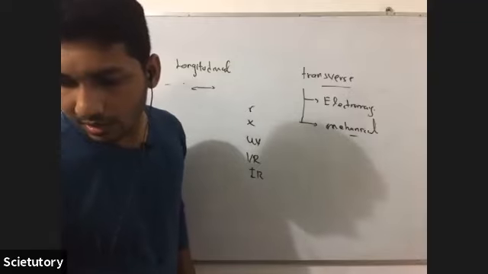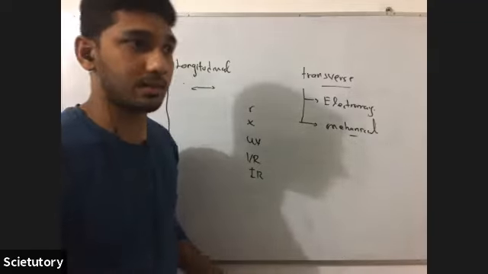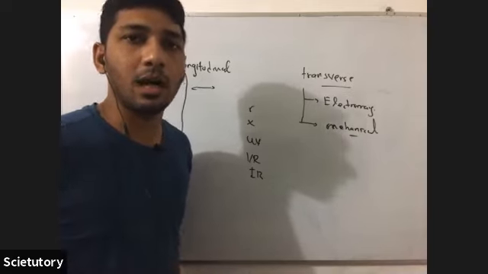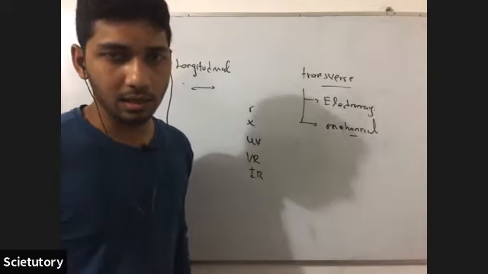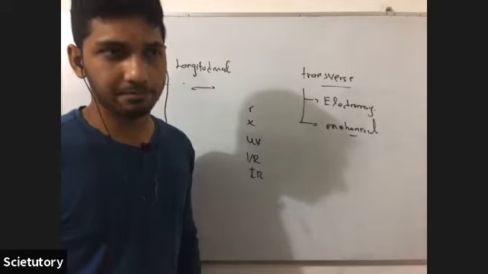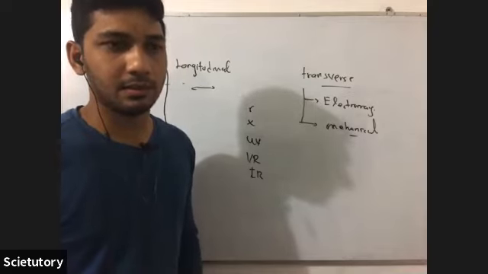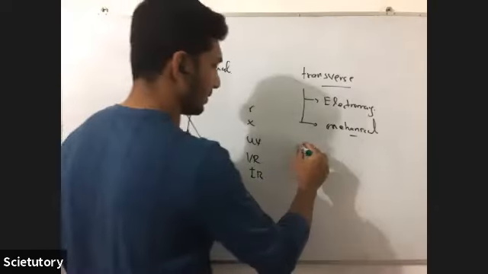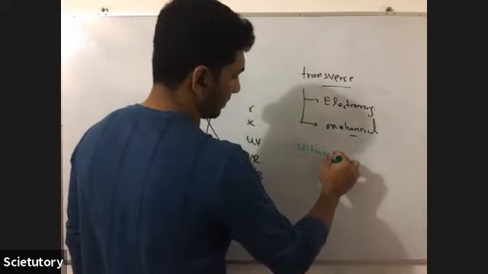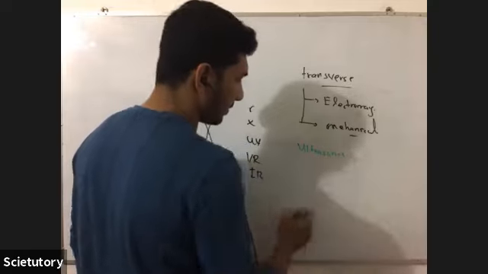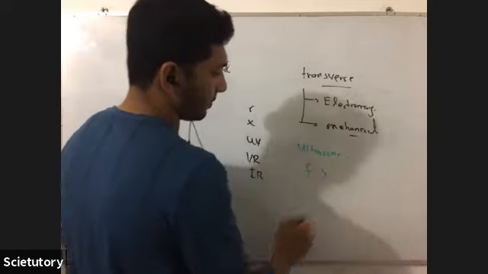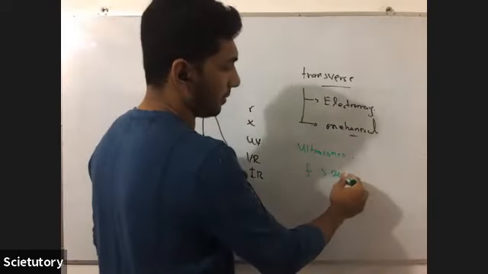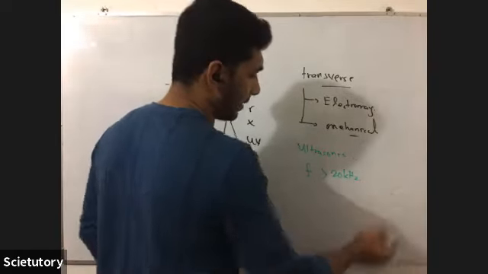Ultrasonic waves. What are ultrasonic waves? A type of sound waves, sir. Sound waves, yes. What is the definition for ultrasonic waves? They have a frequency of more than what? Usually more than 20 kilohertz.